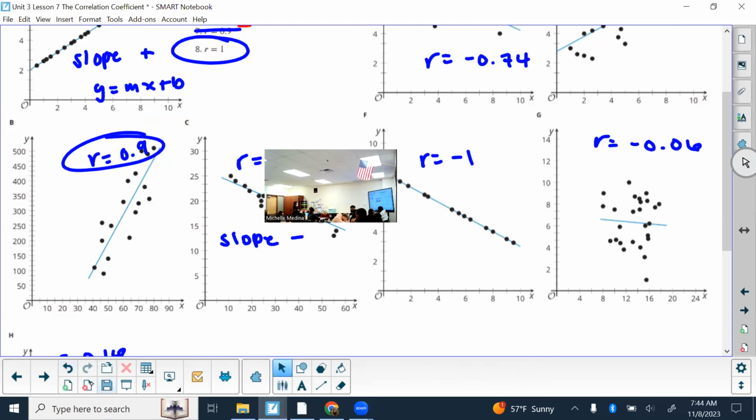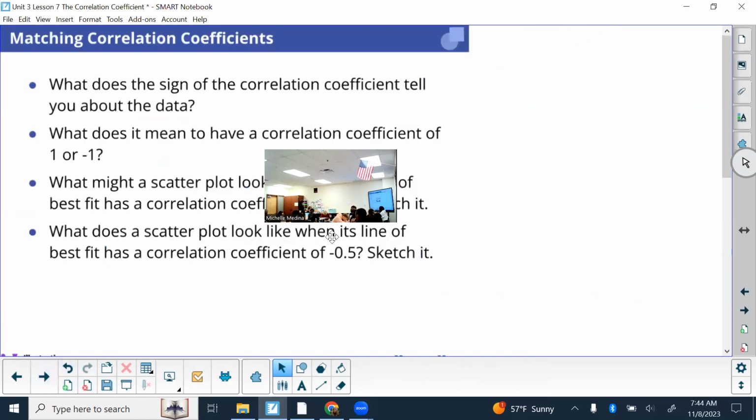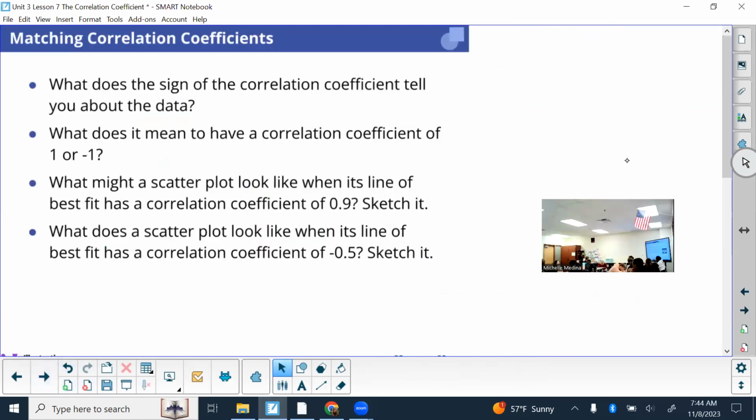All right, so to summarize, answer these questions in your groups, and it's also on your paper. What does the sign of the correlation coefficient tell you about the data? What does it mean to have a correlation of 1 or -1? What might a scatter plot look like when its line of best fit has a correlation coefficient of 0.9? Sketch it. And what does a scatter plot look like when its line of best fit has a correlation coefficient of -0.5? Sketch that.